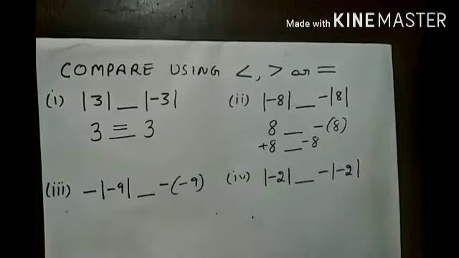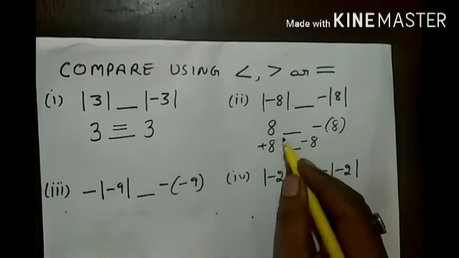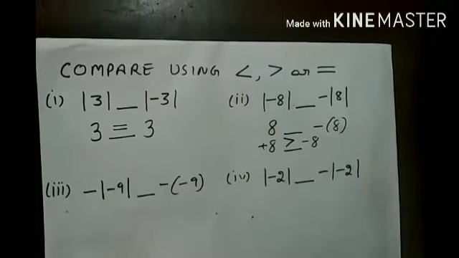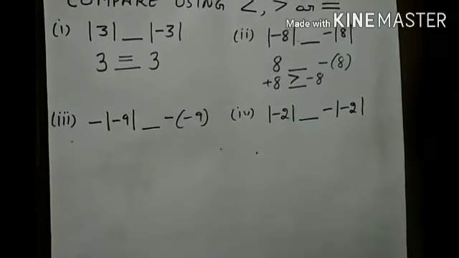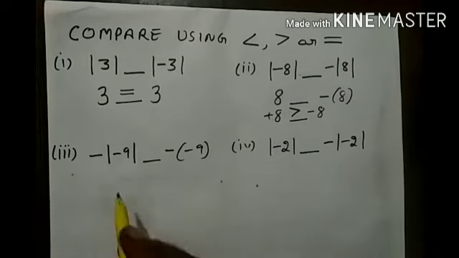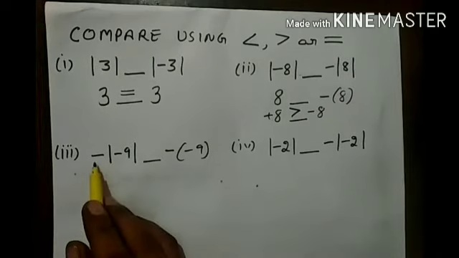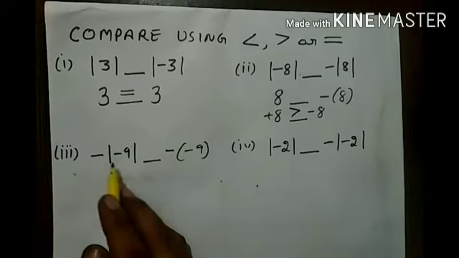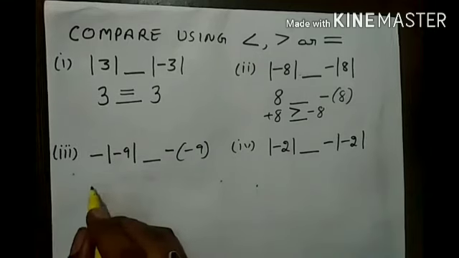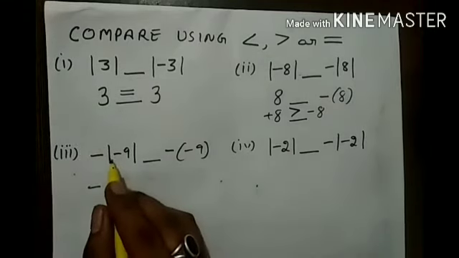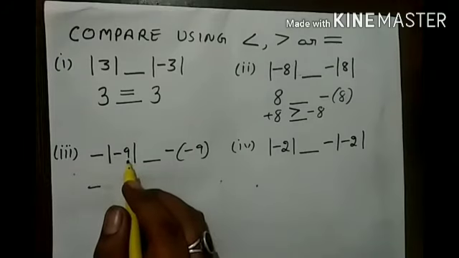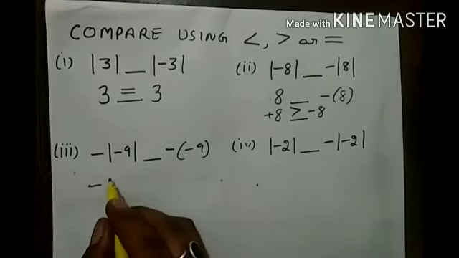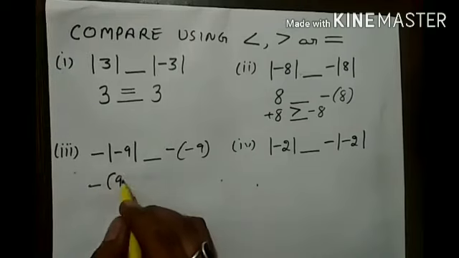Then which is greater? Plus 8 is greater. So I will use the greater symbol for plus 8. Now negative of absolute value of minus 9. So I will write minus symbol, and what is the absolute value of negative 9? That is 9.